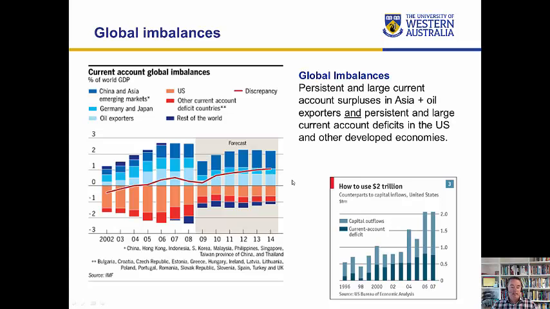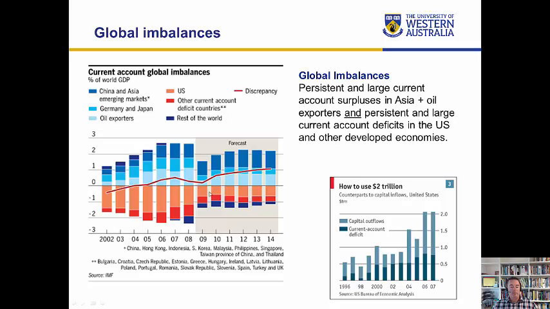Now, this situation of large deficits in one country and offsetting surpluses in another country isn't a problem if it occurs for 1 or 2 years, but it hasn't. It's been going on for years and years and years, since the early 2000s.